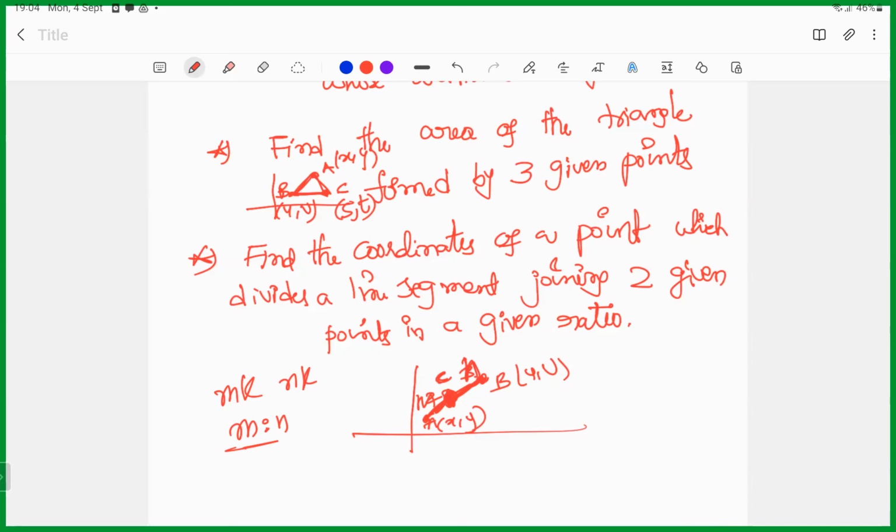Tell me again. What is the first one? Distance between the 2 points. If 3 points are given, then the 3 points will form a triangle. Then find out the area of the triangle using 3 points, and then there is a line segment. There is a point which divides the line in some ratio. Then we need to find out the coordinates of that point.